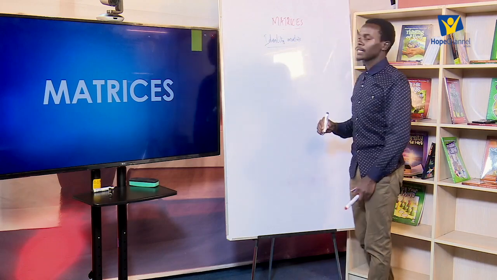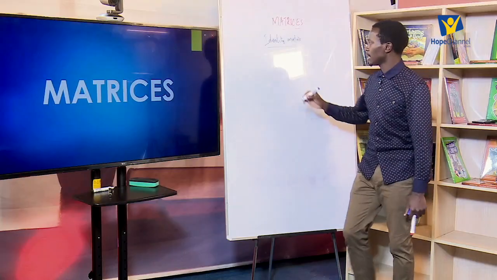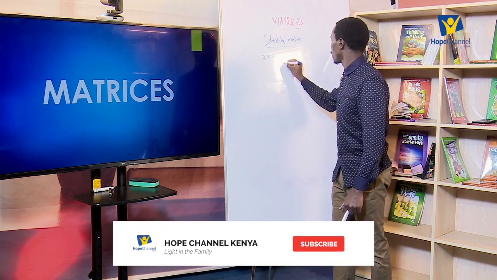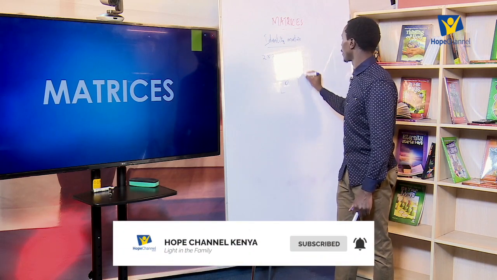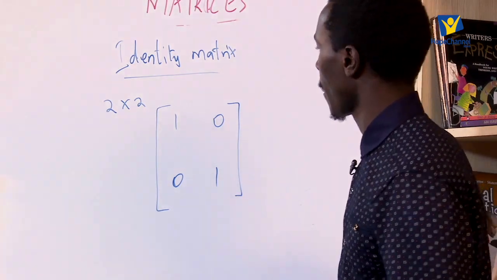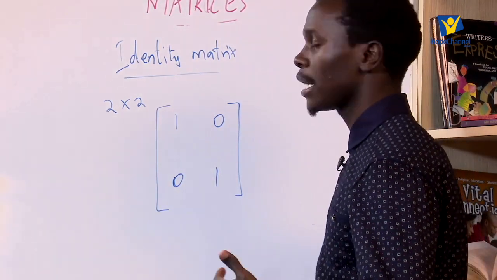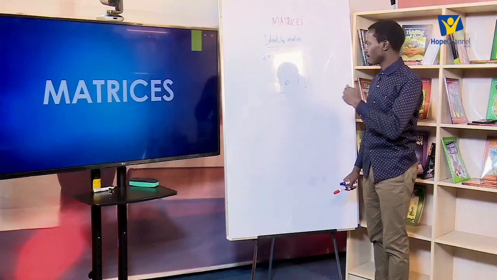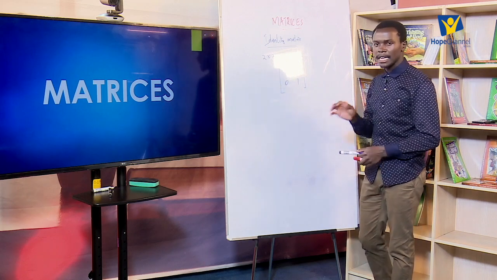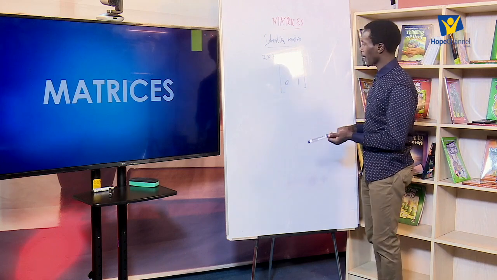Now, an identity matrix is a matrix whereby the rows and the columns have zeros and ones. Let's say, for example, a 2 by 2 identity matrix is 1, 0, 0, 1. This is an identity 2 by 2 matrix, because there is a 1, a 0, a 0, and a 1. Only zeros and ones make an identity matrix. But not just any arrangement of the ones and the zeros. There is this diagonal here.